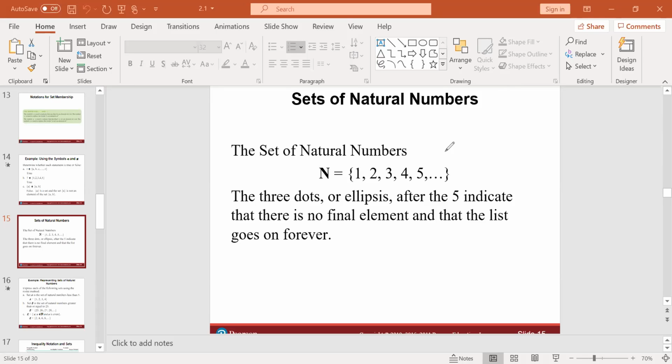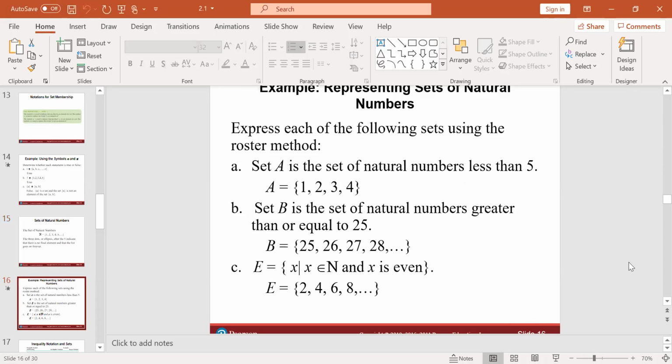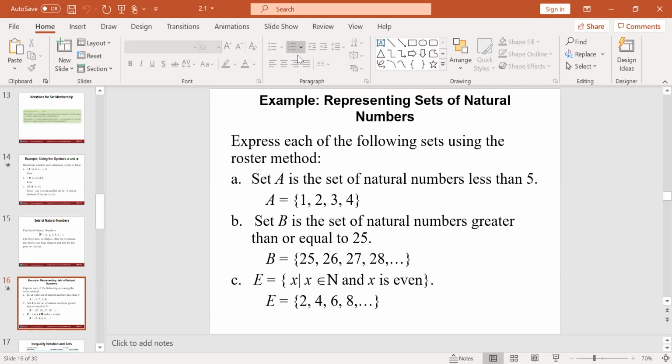But now remember, we're talking about this as a set. So let's play around with this. So let's express each of the following sets using the roster method, which, remember, is where you list out the elements explicitly, or maybe use an ellipses point. Set A is the set of all natural numbers less than 5.